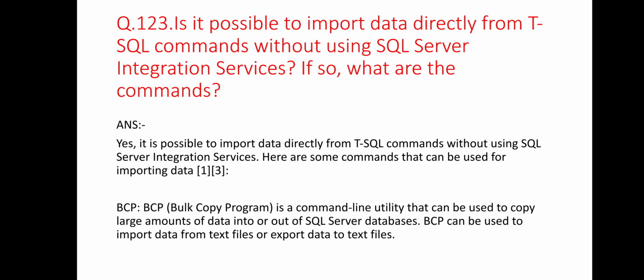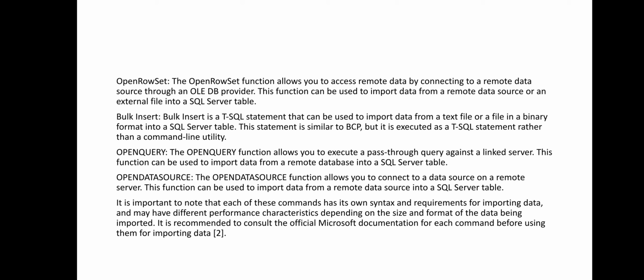BCP, bulk copy program, is a command line utility that can be used to copy large amounts of data into or out of SQL Server databases. BCP can be used to import data from text files or export data to text files. OPENROWSET. The OPENROWSET function allows you to access remote data by connecting to a remote data source through an OLEDB provider. This function can be used to import data from a remote data source or an external file into a SQL Server table.